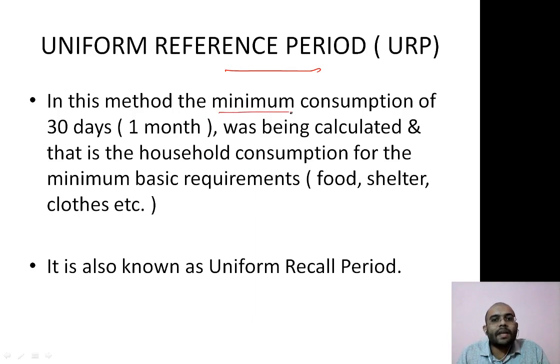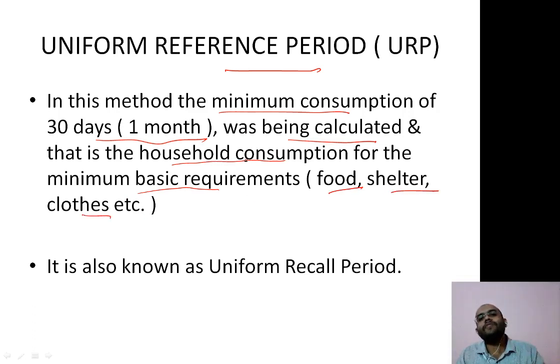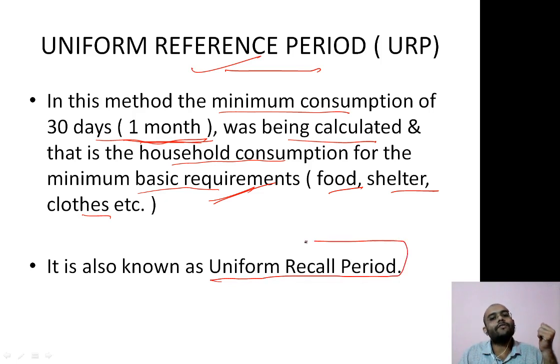In this method, minimum consumption of 30 days or 1 month was being calculated, and that is the household consumption for the minimum basic requirements, food, shelter, clothes, etc. The consumption of a household for fulfilling these minimum basic requirements for a period of 1 month is being calculated through the URP method. It is also known as the uniform recall period.